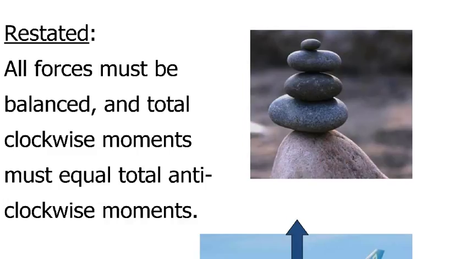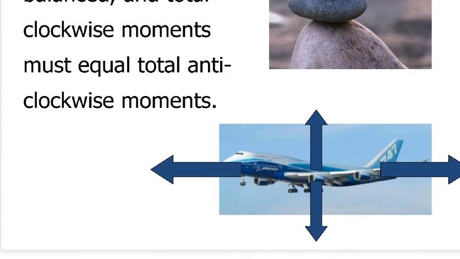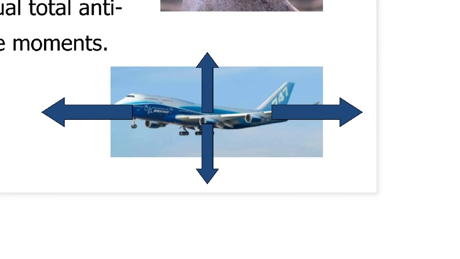The second condition is that any moments, like a clockwise moment there, have to be balanced by a counterclockwise, or anti-clockwise, moment over here. So all of the forces must be equal and all of the moments must balance out. That's basically the equilibrium conditions. Here's a concrete example.